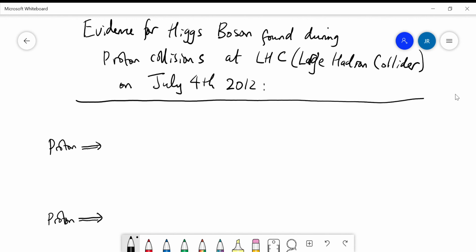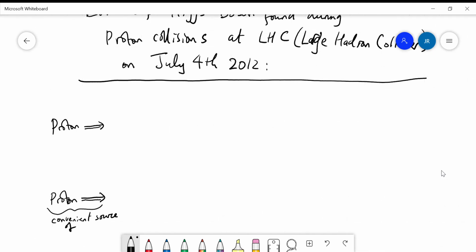So I'm just going to say a convenient source of gluons. Okay, so we've got our gluons. Here I'll label them G. We've got gluons here. I'll label them G.